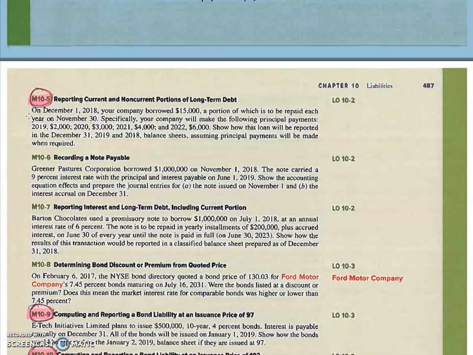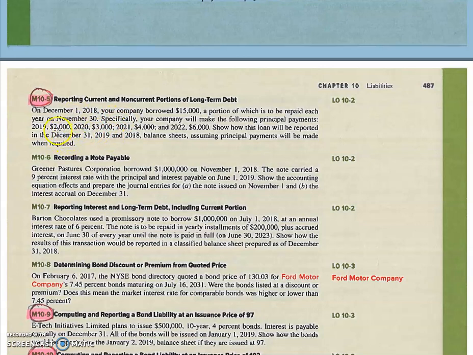Show how this loan will be reported in the December 31, 2019 and 2018 balance sheets, assuming principal payments are to be made when required. So December 31st, 2018, first, we have just borrowed the money, and so we haven't paid anything back. And so we're going to ignore interest here because it doesn't tell us anything about interest.